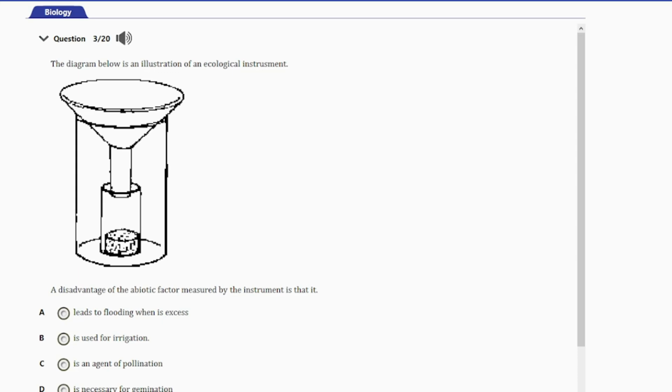We have a diagram, and it says, the diagram below is an illustration of an ecological instrument. The disadvantage of the abiotic factor measured by the instrument is that it A, leads to flooding when in excess, B, is used for irrigation, C, is an agent of pollination, and D, is necessary for germination. The diagram you see here is a rain gauge. It is used to measure rainfall, and one of the disadvantages of rainfall as an abiotic factor is that it leads to flooding when it's in excess. So option A is the answer to this question.